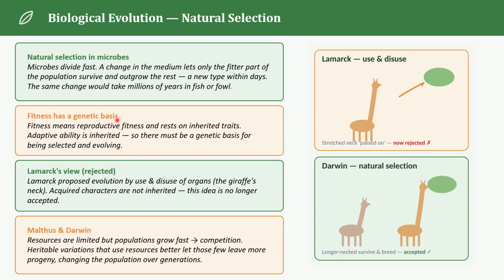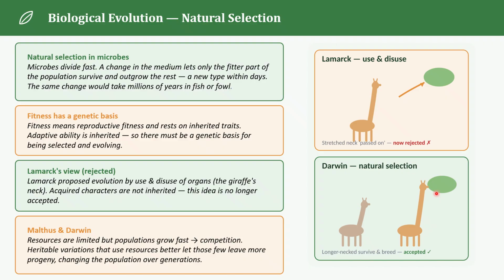Next is Lamarck's theory. Before Darwin, another scientist named Jean-Baptiste Lamarck proposed a different theory, the theory of use and disuse. According to Lamarck, giraffes originally had short necks, but they continuously stretched their necks to reach the tall leaves. As a result, their necks became longer, and he believed this acquired character was passed to the next generation.